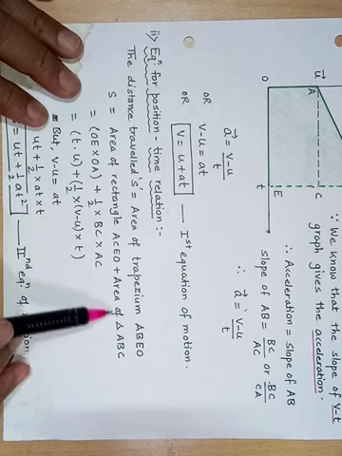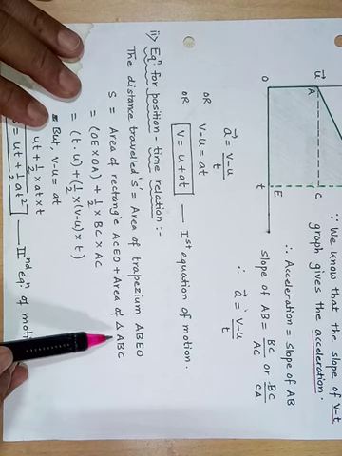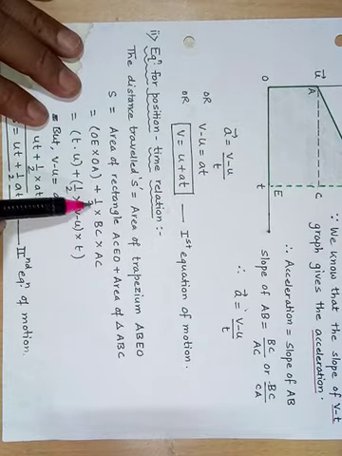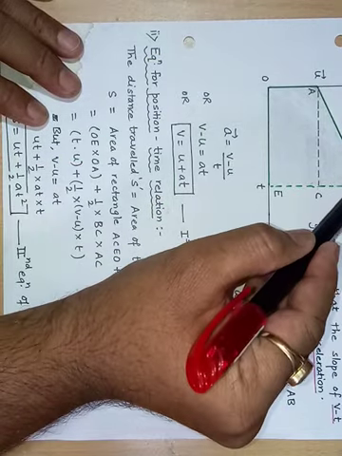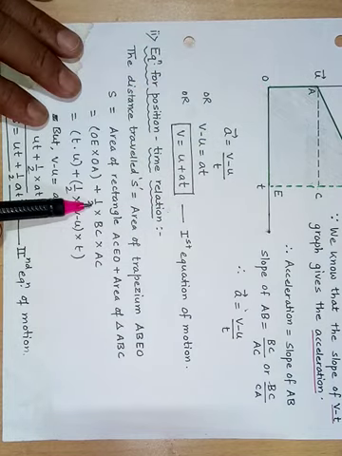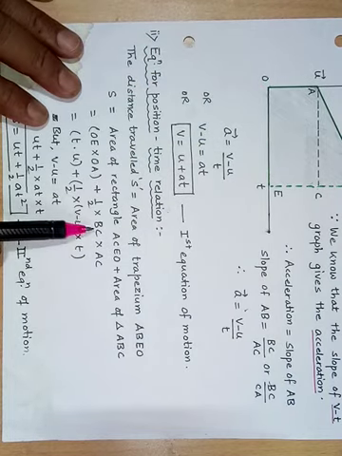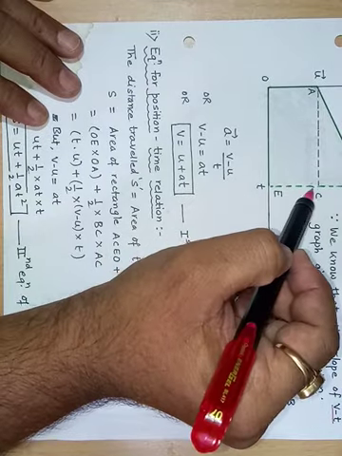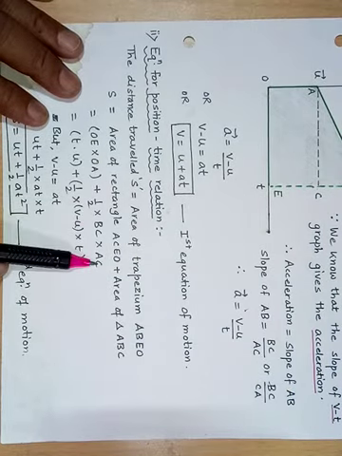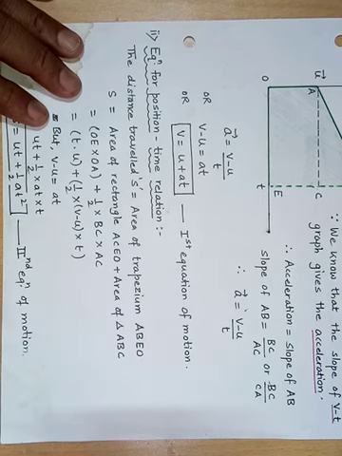Now how can I calculate the area of the triangle? I know that the area of the triangle is half into base into height. So I can write here half into this particular BC and this particular base AC. Half into base into height, where the height is BC over here. So half multiplied by BC multiplied by AC is the area of the triangle.